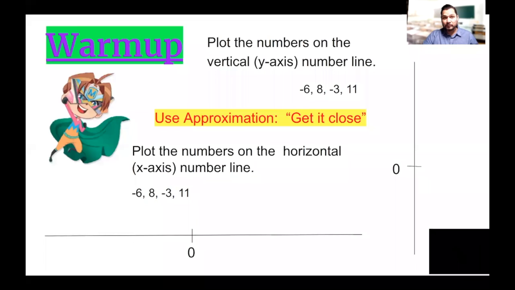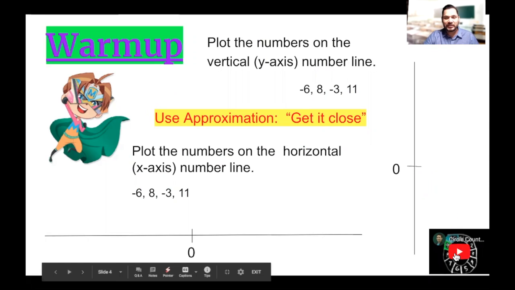Before we learn about graphing in coordinate planes, we're going to see what we already know. For our warm-up, we're going to take the numbers -6, 8, -3, and 11, and using approximation, we're going to plot those numbers on the two number lines you see. You have 10 seconds to complete the task. Ready? Begin.